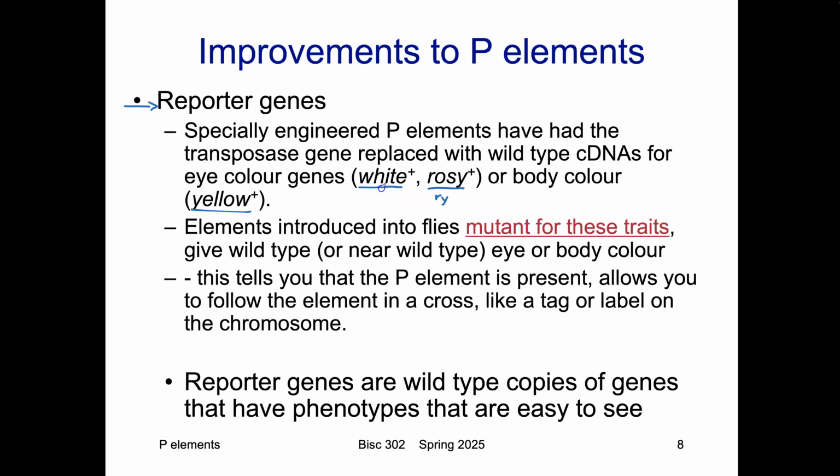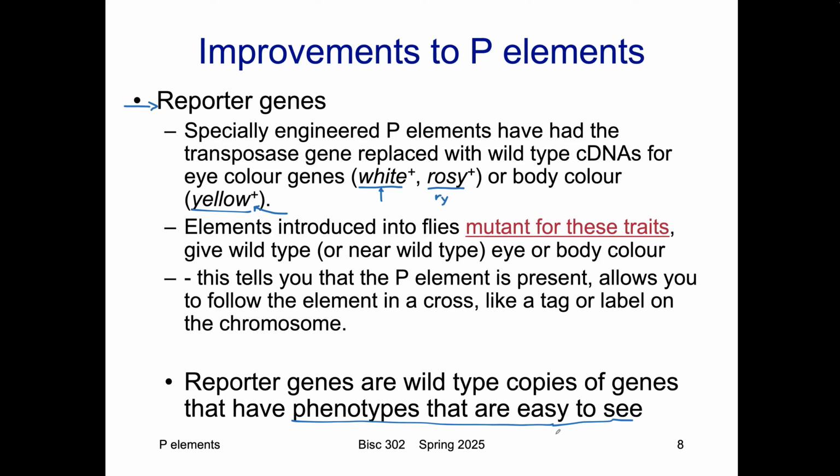And the yellow is quite striking. Both the white eyes and the yellow body color can be seen through a vial. You do not need a microscope. And this is one of the features of a reporter gene. The phenotypes have to be really easy to see. If they're super subtle and only like 5 experts in the world can reliably every single time tell whether it's wild type for that or not, we don't want that.